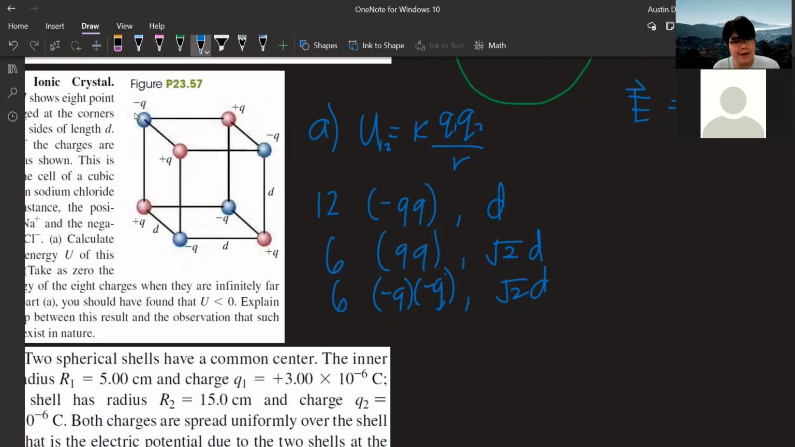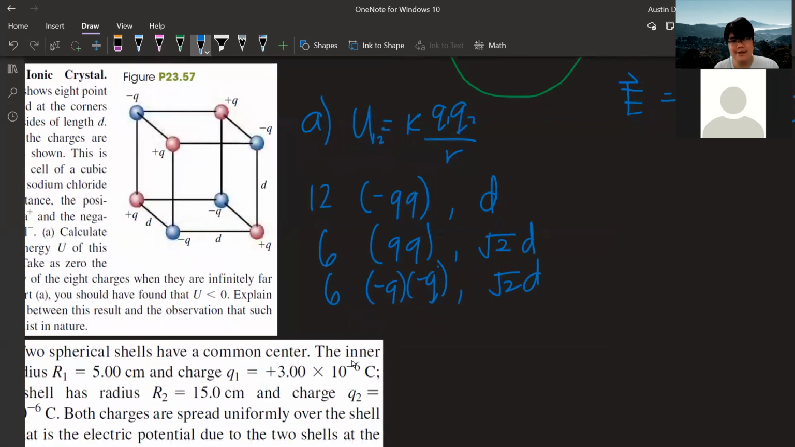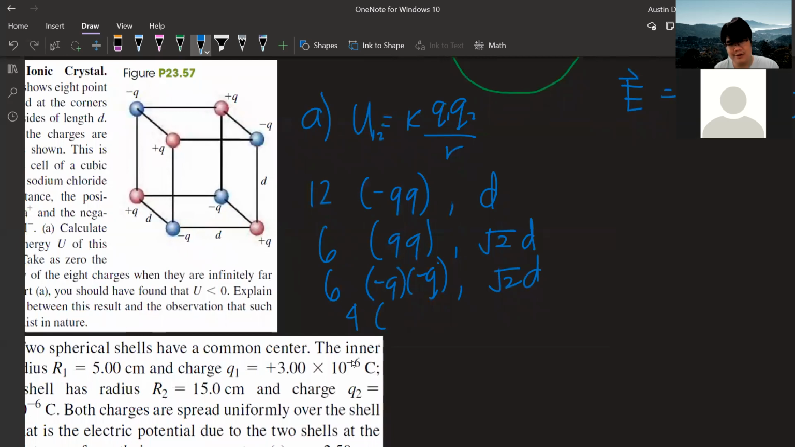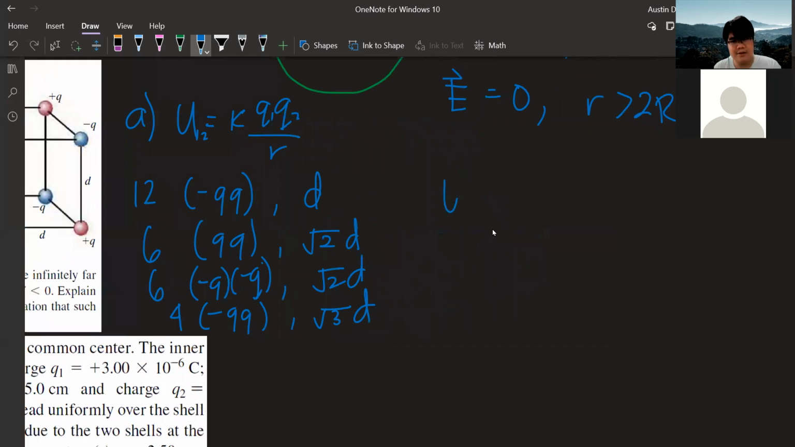And then lastly, the far corners. They are in pairs of negative Q and positive Q. And you could see that there are 4 of them: 1, 2, 3, and 4. So yung 4 na malalayong corners, by Pythagorean theorem, you can also find that they are separated by square root of 3 d. Okay, and from that, I could just build my total energy.